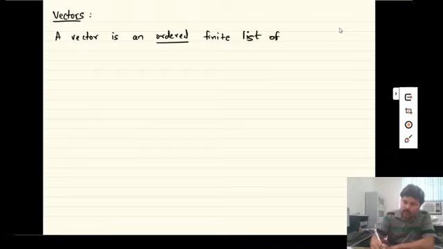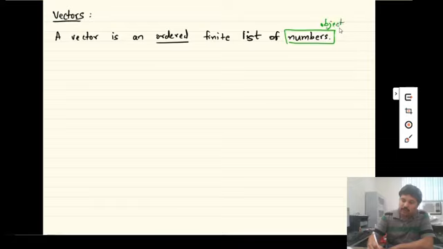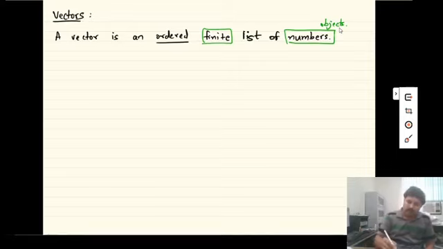Finite list of numbers. In general, this finite list need not be of numbers, but it can be of objects. But as far as our course is concerned, we will only think of finite list of numbers. In general, this list may also not be finite. So finite is a keyword. This list may not be finite, but as far as our course is concerned, we will always consider a finite list of numbers. So typically these vectors are represented as column vectors.